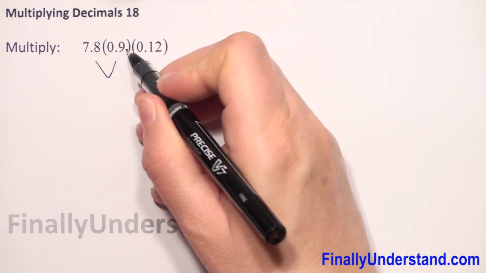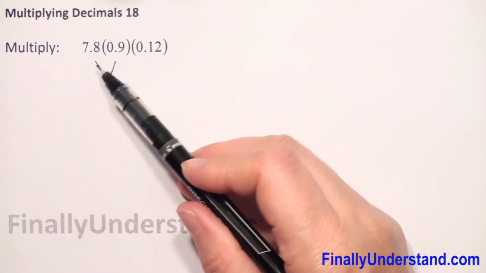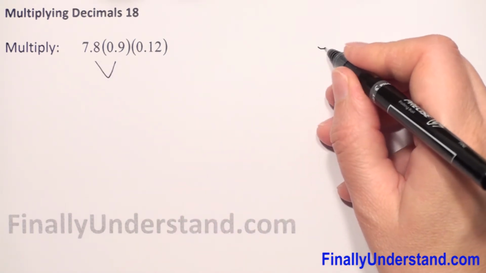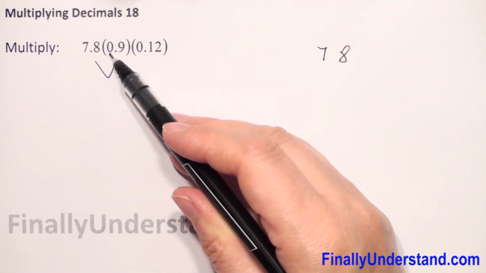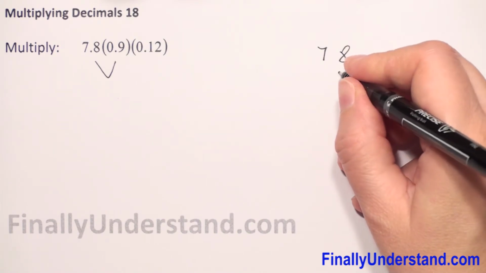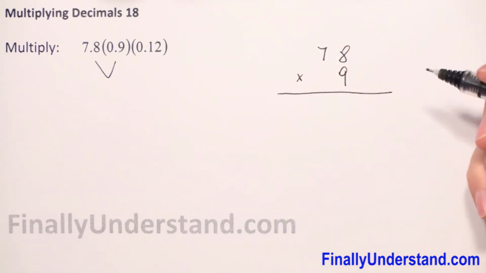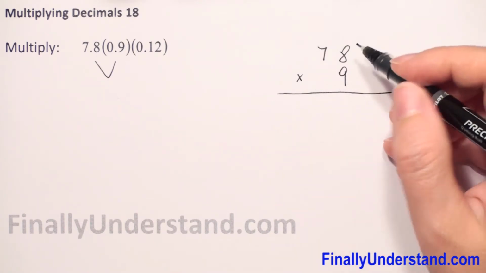times 0.9. Because we have decimal numbers, first we have to forget about decimal points and just multiply 7.8 times 0.9. Because we have 0 before 9, we don't have to write it, we just write 9. To multiply these two whole numbers first, we start from the right side and go to the left side.